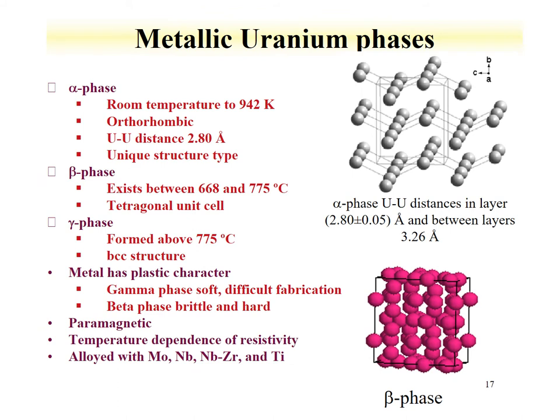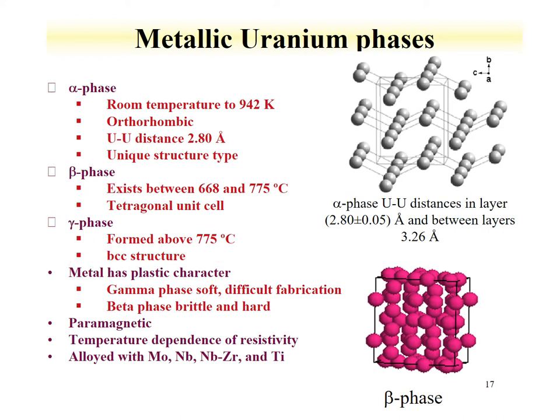So here are the different phases of uranium metal, where we have the alpha phase. It's formed from room temperature up to about 600 degrees. The structure is orthorhombic, and the uranium distances are around 2.8 angstroms. This is what the structure looks like. The beta phase exists in a relatively narrow temperature range. Tetragonal unit cell, shown here. And the gamma phase is formed above 775 degrees, and that has a BCC, body-centered cubic structure.